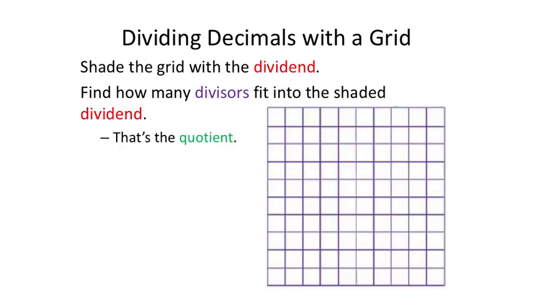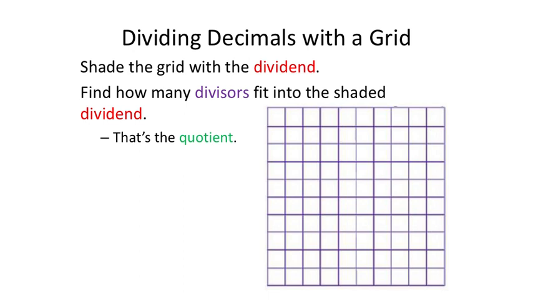So, dividing decimals with a grid. Shade the grid with the dividend, and then all you've got to do is figure out how many divisors fit into that dividend, and that is your quotient. We don't have any numbers here, this is just how it's going to look. They're going to give you two values and say, fill in this number and then this one. Or they'll say this one's the dividend, this one's the divisor, and tell us how many divisors fit into the dividend.